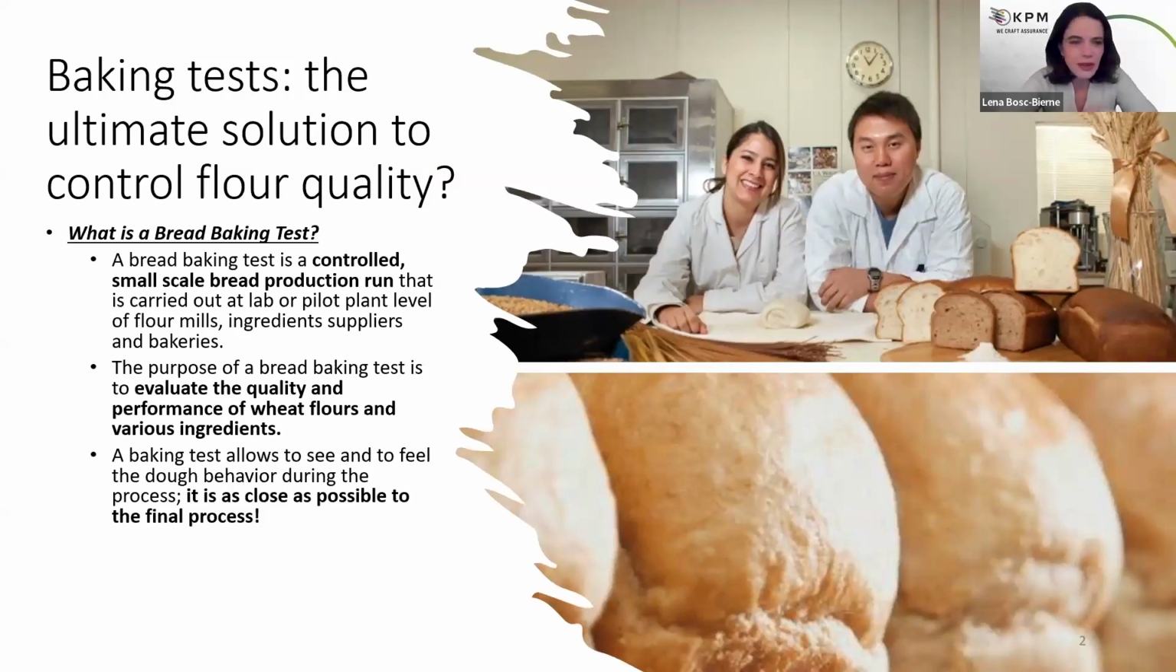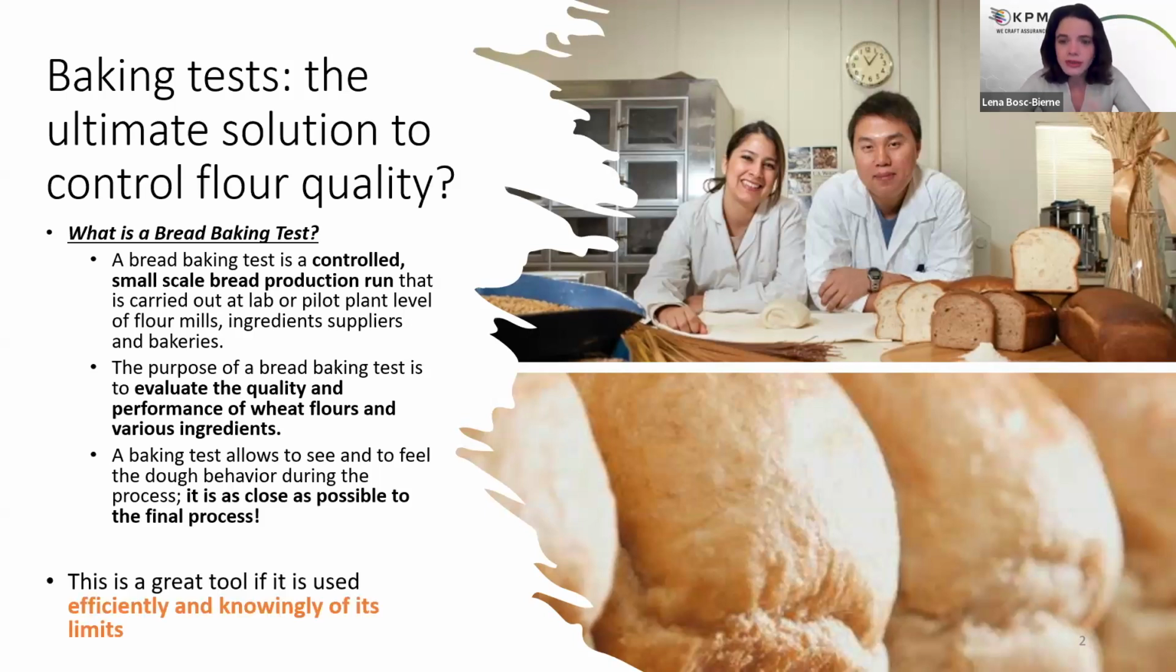So baking test, just to come back to the basics, this is a controlled small-scale bread production run that is carried out at a lab or plant level of flour mills, ingredient suppliers, and bakeries, of course. So the idea is really to evaluate the quality and performance of wheat flours and various ingredients to determine recipe, to make blends, to assess the right level of additives. It allows really the baker to see, to feel the dough behavior, which is truly an important part of the information. And it is as close as possible to the final process. It cannot be the final process, but it is as close as possible. So it gives very interesting information.